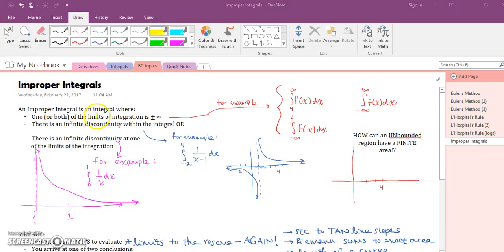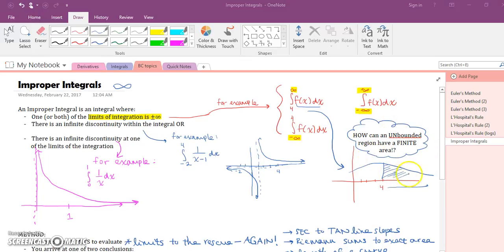Improper integrals, let's see. Basically, they're integrals that involve infinity in some way or another. So one way that they could involve infinity is if one or both of the limits of integration are actually infinity or negative infinity. So you might be looking at this and thinking, well, if an integral is really an area under a curve, so let's think about this here. How could I have some function start at 4 and then go on forever? Because this really means the area from 4 to forever. It keeps going. How can an unbounded region have a finite area?